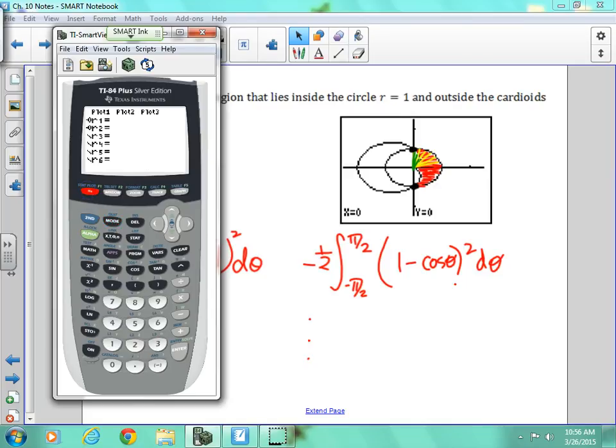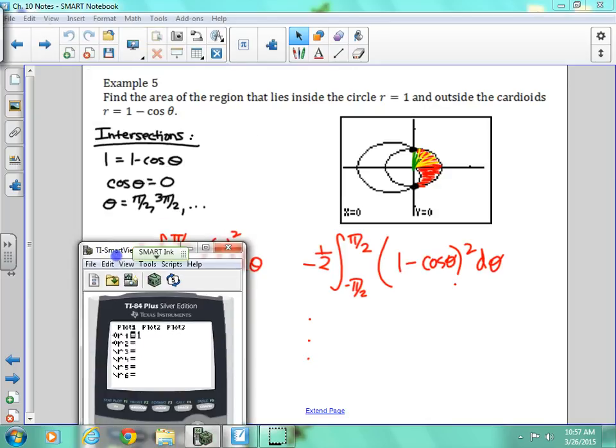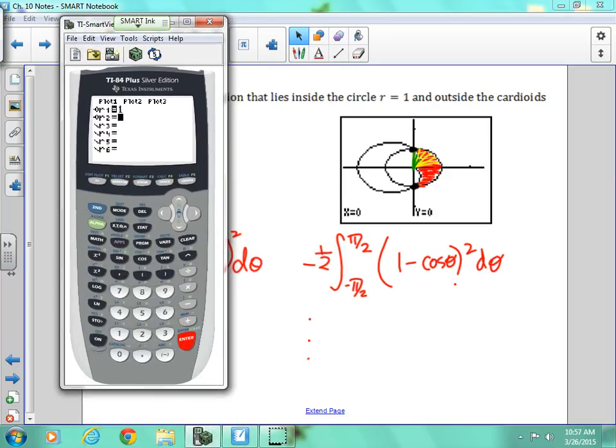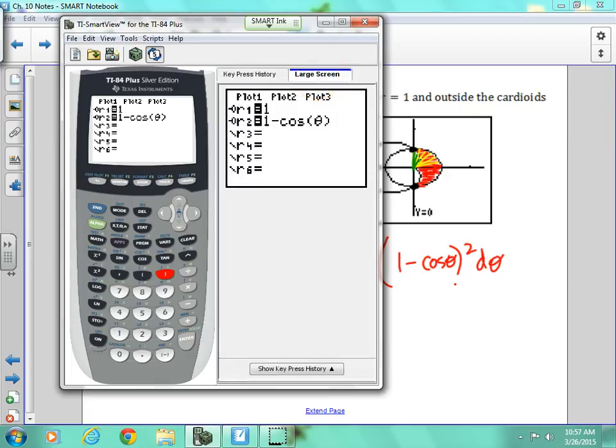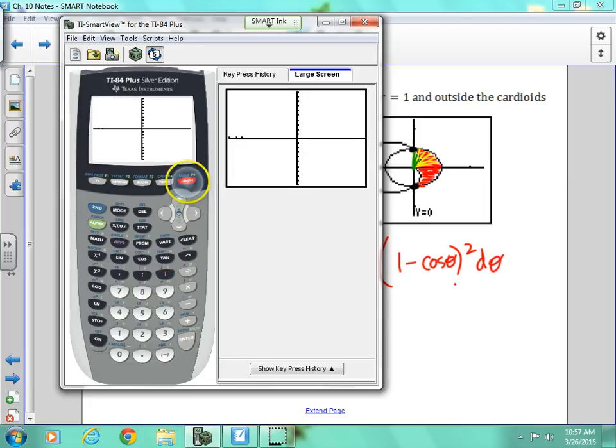I have the little circle with the little line. I have r equals 1, and I have r equals, what's the other one? 1 minus cosine theta. I'm going to get a big graph out. When you hit the graph button, you can pause it by hitting enter. I'm going to do zoom standard.